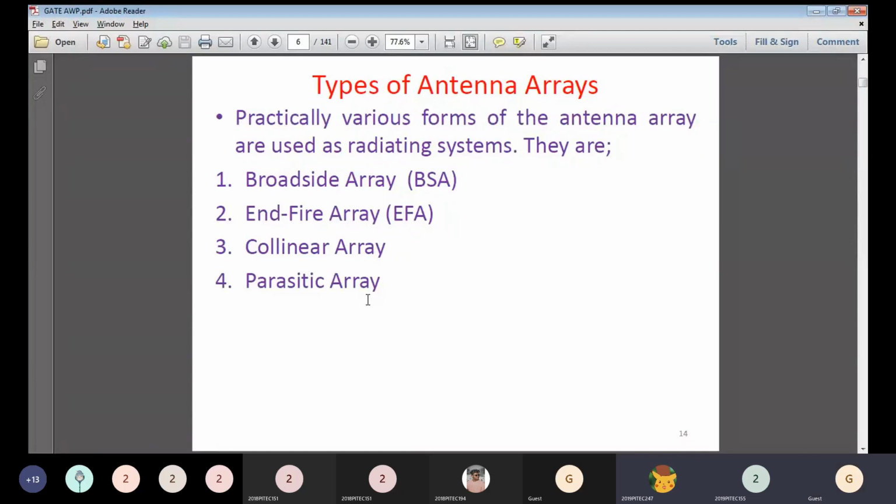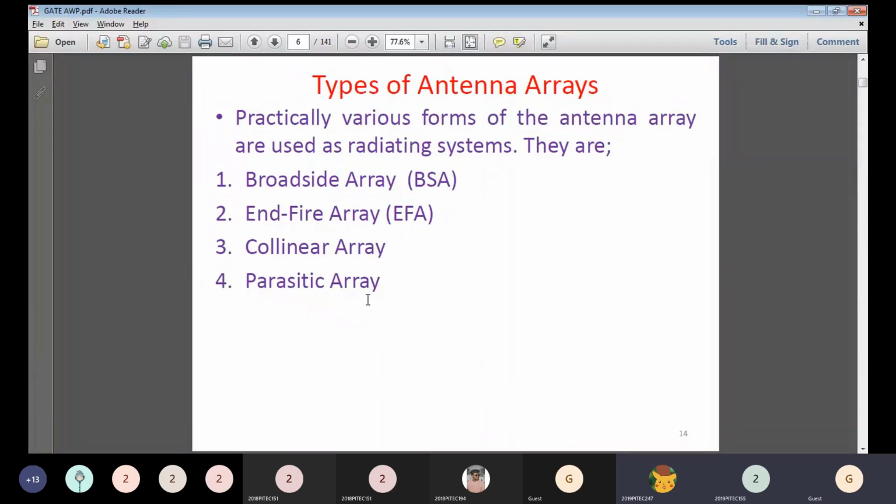Isotropic directivity is 1. Short dipole directivity is equal to 1.5. Half wave dipole directivity is equal to 1.64. Keep those values in your mind. Definitely you can get questions from this concept. So these are the topics we have discussed.